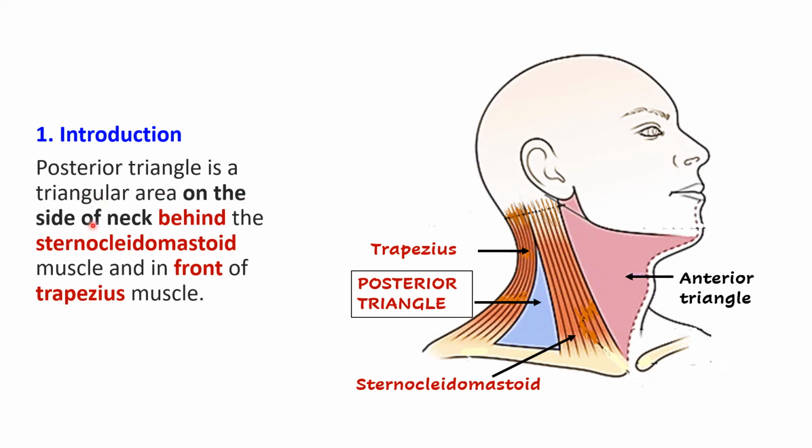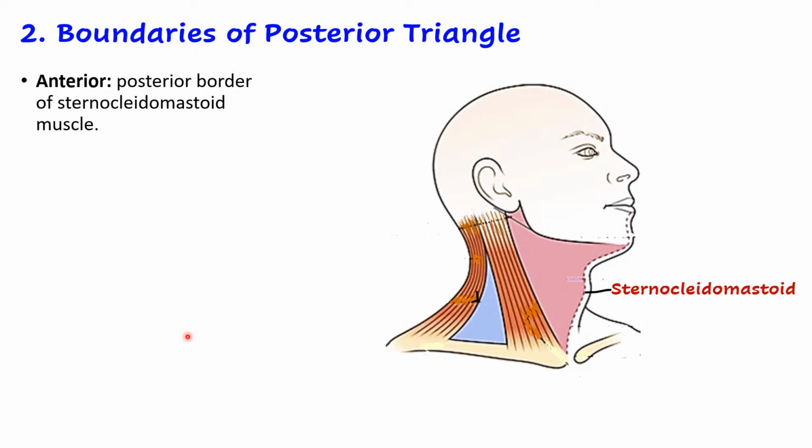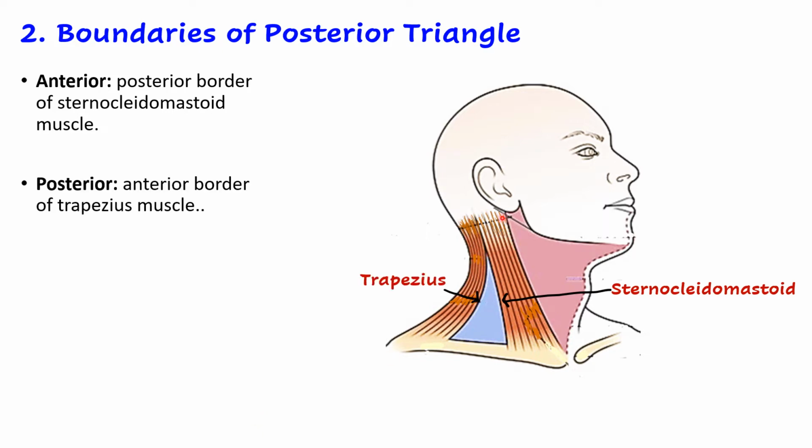So posterior triangle is a triangular area on the side of the neck behind the sternocleidomastoid muscle and in front of trapezius muscle. Let us look at the boundaries of the triangle. It is triangular in shape, so it will have three sides and an apex. So let us look at the sides here. The anterior boundary of the triangle will be formed by posterior border of sternocleidomastoid. This is sternocleidomastoid muscle. This is its anterior border and this is the posterior border. So this is forming the boundary. Then posterior boundary is formed by anterior border of trapezius muscle.